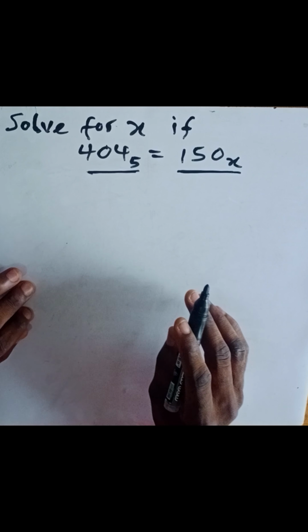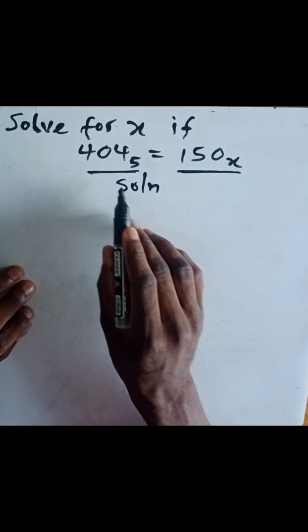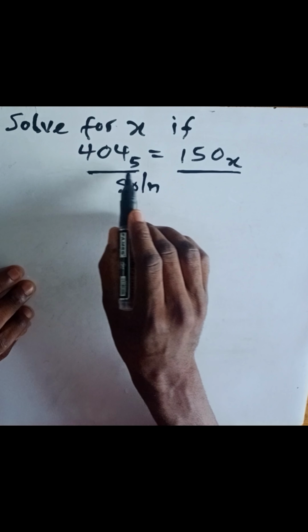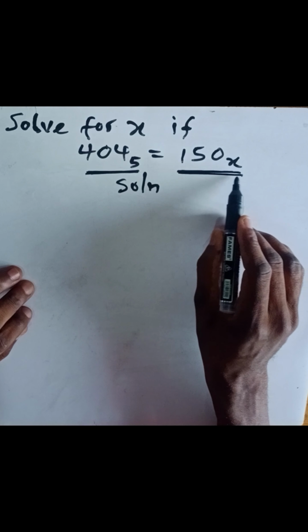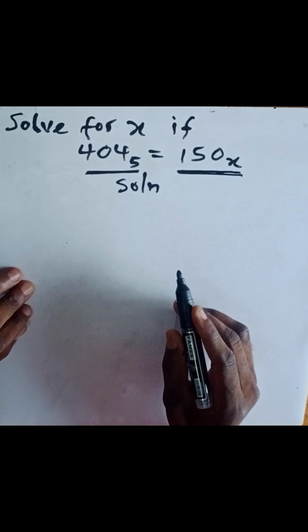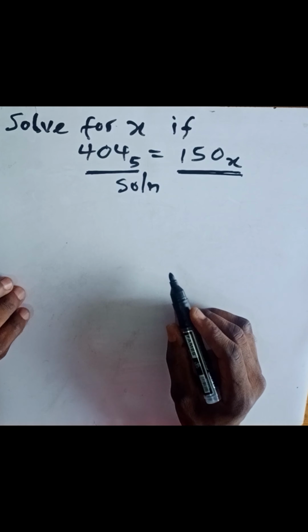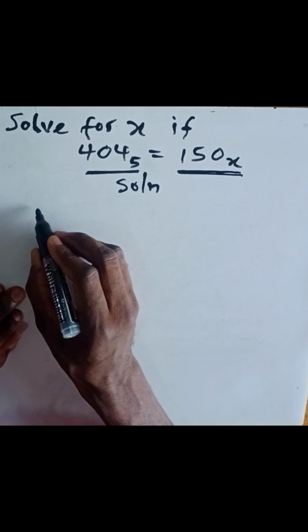In order to solve this, it's simple. All we need to do is convert this number to base 10 and also convert this one to base 10 while attempting to solve the value of x, right? So now let's start the conversions.